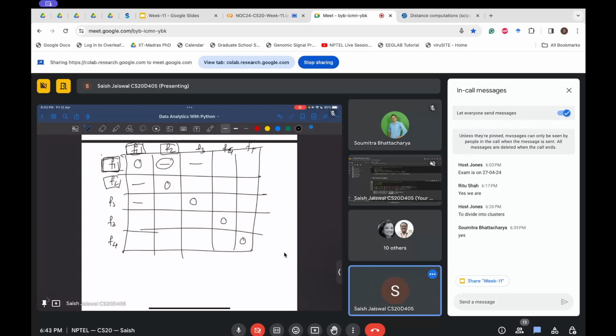Okay, so once you have this data, this particular matrix is a symmetric matrix. In many cases in the literature you might see that people only represent part of it, the lower triangular part. Why? Because the distance matrix is symmetric in nature. Whatever value you compute over here will be the same as the one which is symmetric to it.